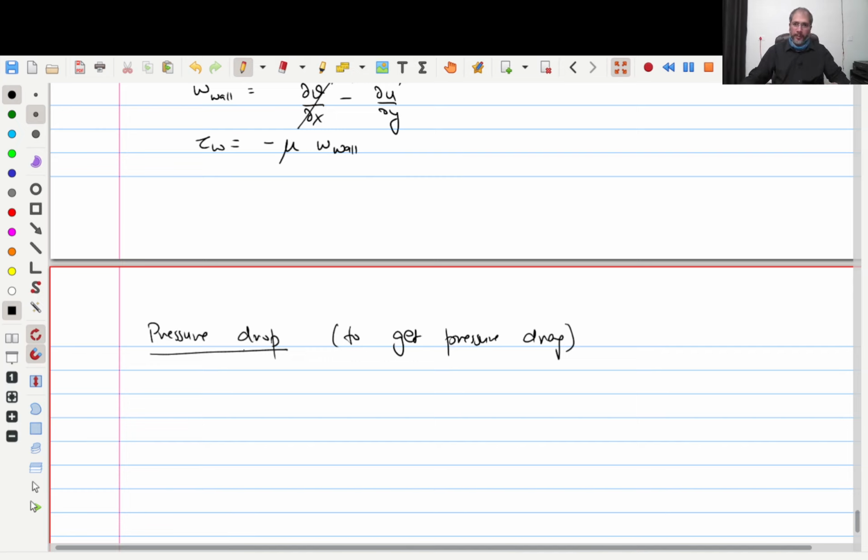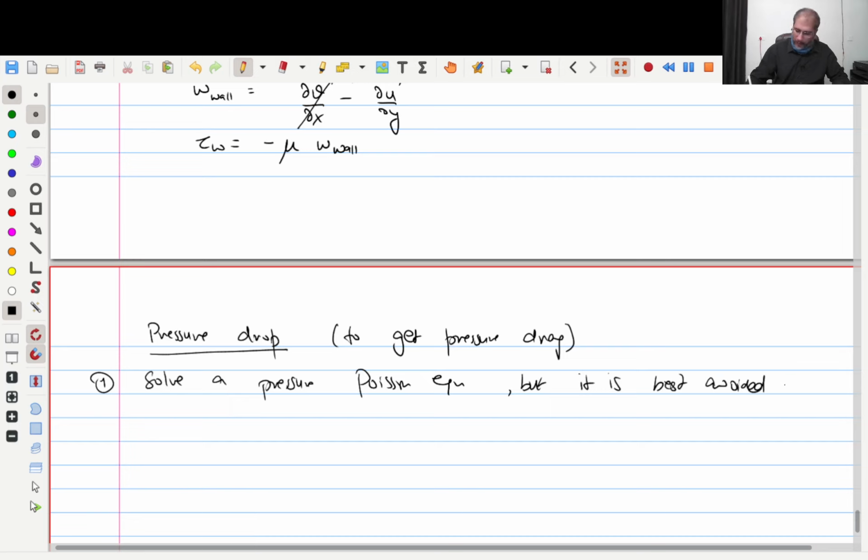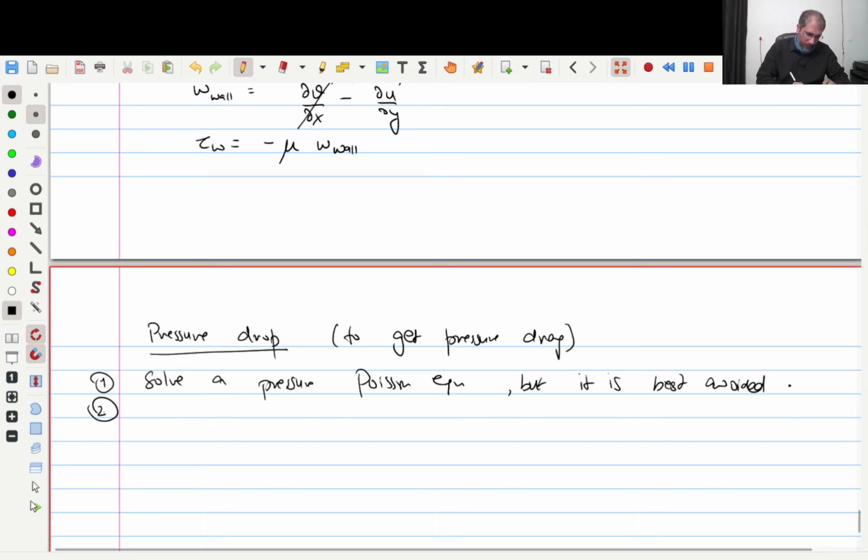So in a simple flow where you have flow in a pipe, you'll want to know the pressure drop because that's going to tell us how much pumping power we need for the fluid, for example. So one option is to solve a pressure Poisson equation, but it is best avoided. I'll not go into the details of that, but just accept my word that it is best avoided. But there is an alternative approach. So let's talk about that.